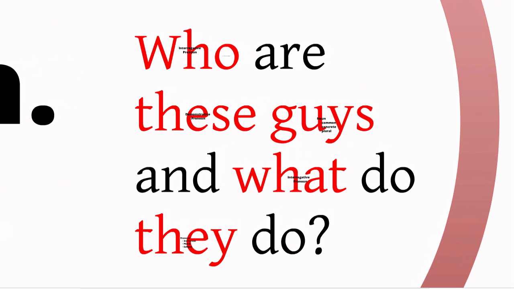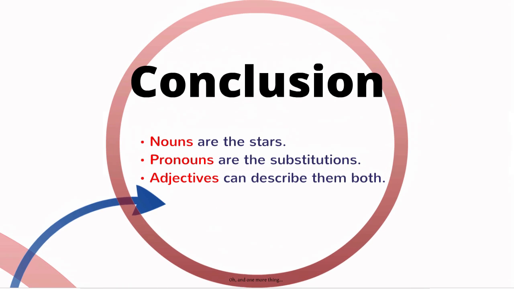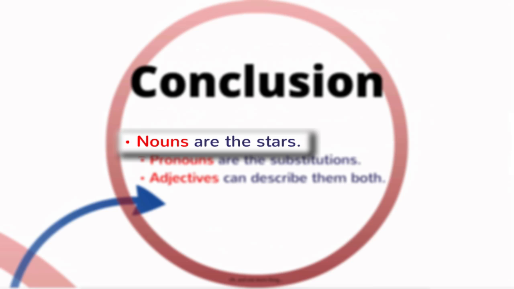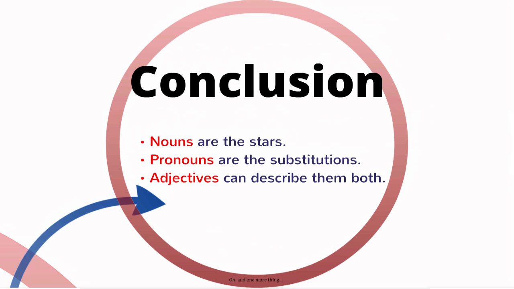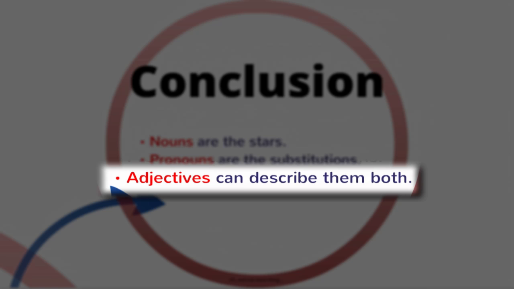So that leads us back to our original big question: who are these guys and what do they do? Well, in short, nouns are the stars of the sentence. They're the subject. They're what is doing the action or what is being described. Pronouns are the substitution for those stars. Instead of using Tom, I could use he. And finally, adjectives can describe them both. They modify them both.